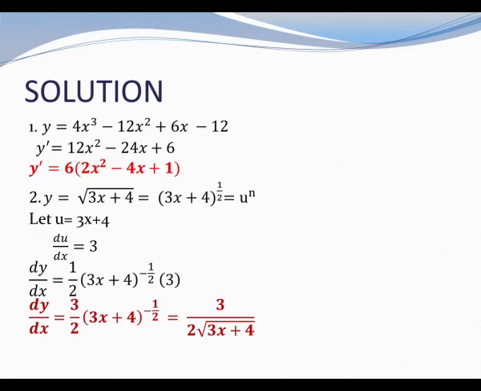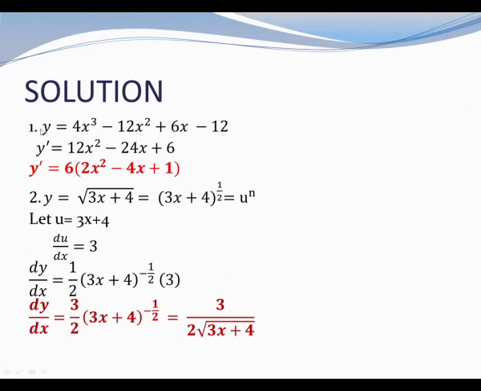Now, in this example, we will find the derivative of the function by applying the properties or theorems of the derivative of algebraic functions. So for number 1, the given function is y equal to 4x cubed minus 12x squared plus 6x minus 12.